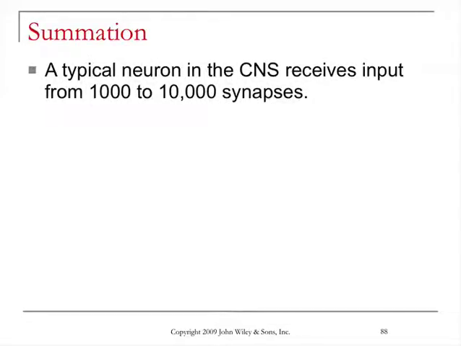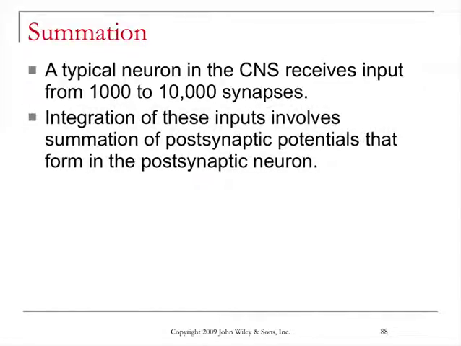Let's now take a look at what's called summation. A typical neuron in the central nervous system receives input from 1,000 to 10,000 synapses. So in other words, you don't have just one neuron communicating with one neuron, but rather that one neuron could have a whole bunch of neurons sending messages to it.